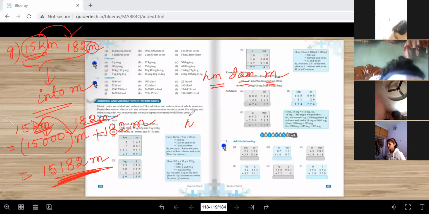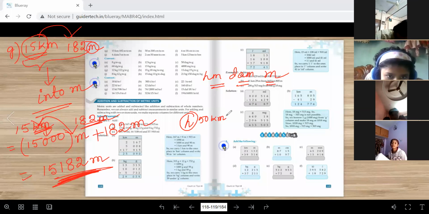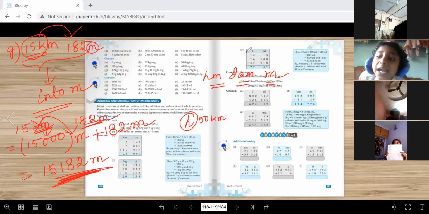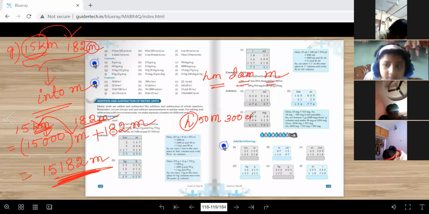Okay, the next one. Number 8. It is given 50 kilometer. Even I cannot see it properly, let me zoom it. Wait. 50 meter given, no? Yes, 50 meter. Okay. And 300 centimeter, no? Okay. Convert this into meter.